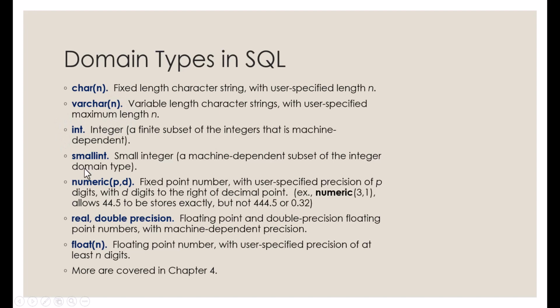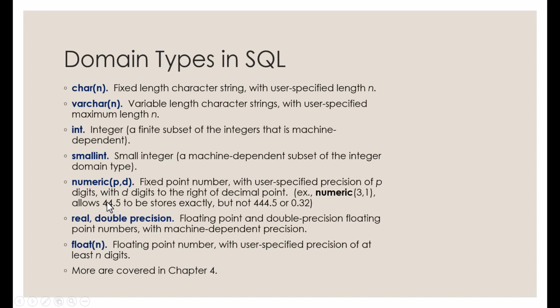Okay, we also have integer. Small integer is an integer, but a smaller number. Okay, and numeric, so this allows decimal points, and it's going to specify exactly how many digits are allowed. So we have p comma d. The first number, 3, means that it's going to allow exactly 3 numbers. It doesn't matter if it's before or after the decimal point, it's going to be 3 numbers total. And then the next number, it says 1 here. It means that it's going to allow up to 1 number after the decimal point.